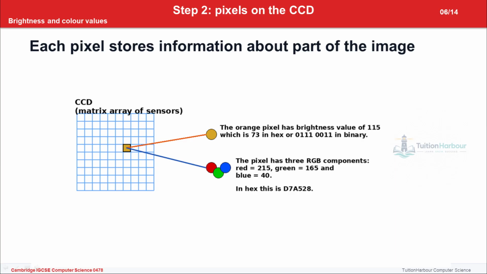Pixels on the CCD. Each sensor element represents a pixel. A pixel stores information about brightness and color. For example, one pixel may have a brightness value of 115 and separate red, green, and blue values.